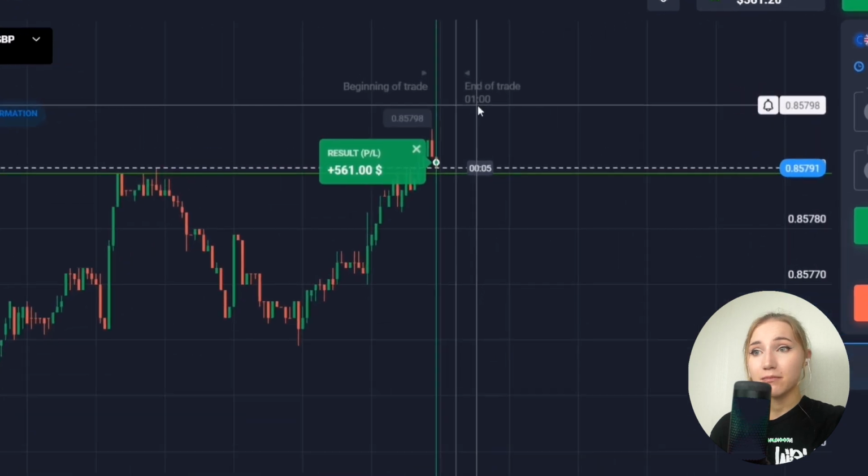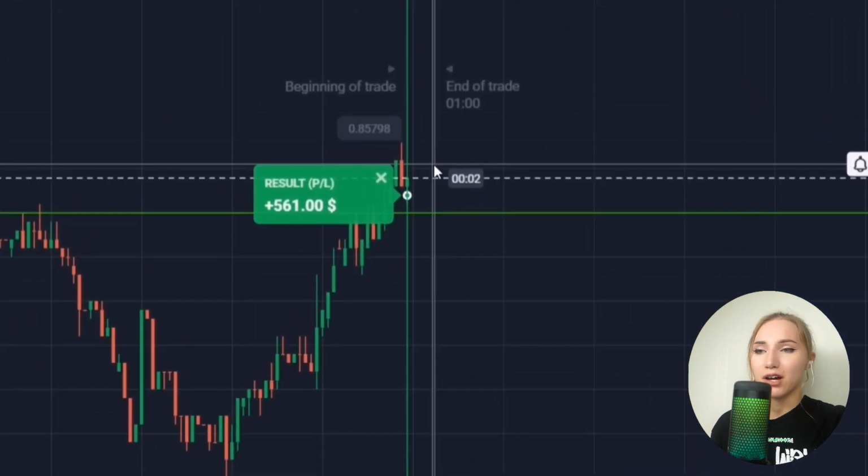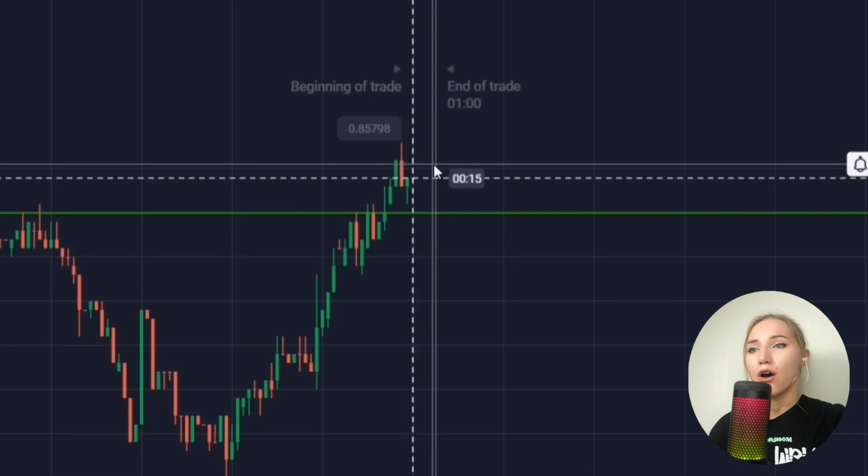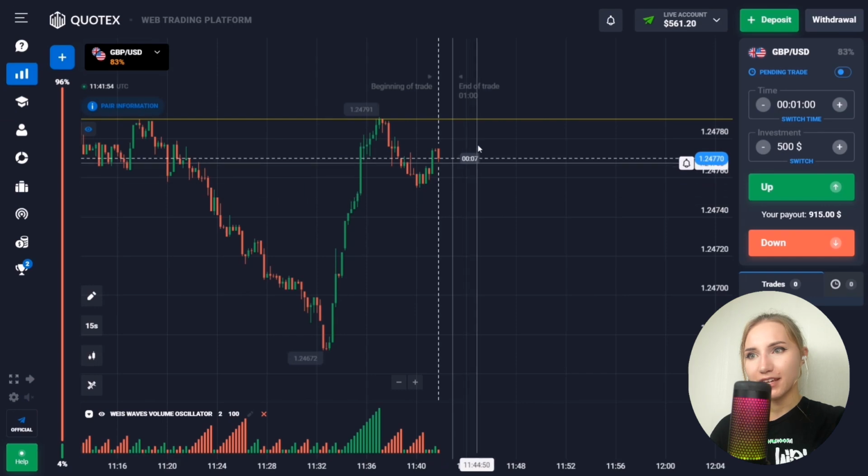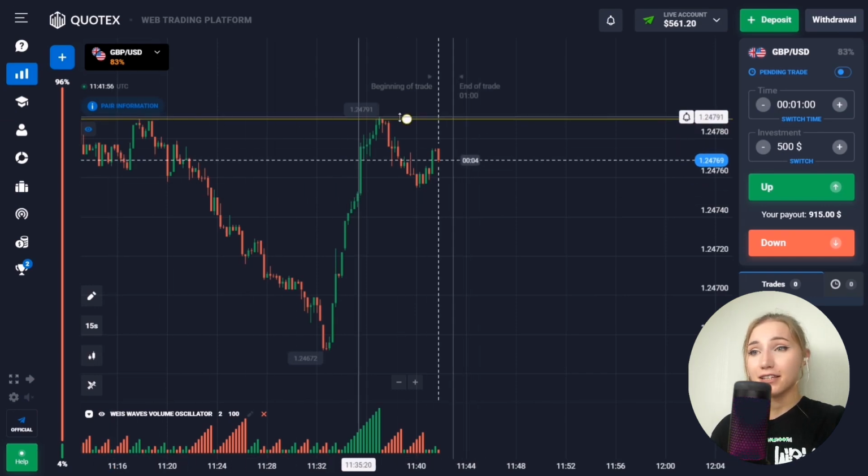So it is very interesting because the level is broken through and we got the profit. We could make it on the up move and 1 minute was enough. So here we can see the resistance level, and let's analyze this.